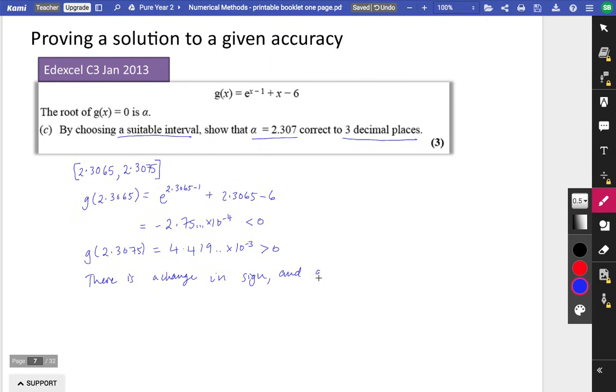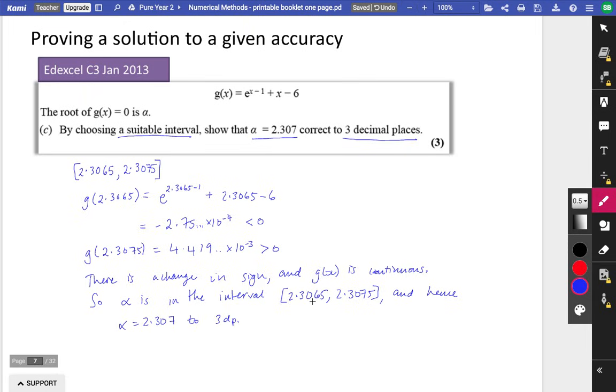and g of x is continuous. So alpha is in the range, or in the interval I should say, 2.3065, 2.3075, and hence alpha equals 2.307 to 3 decimal places.